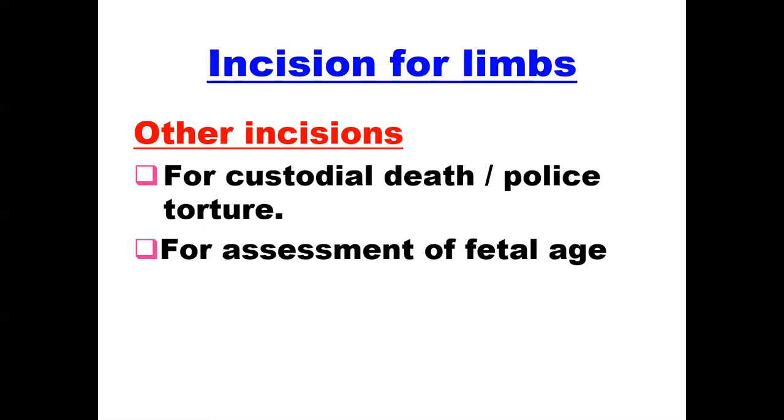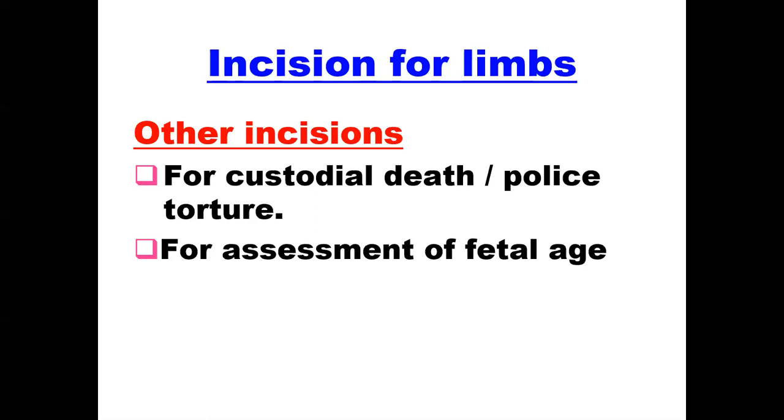So for assessment of age, if the baby is not mature, then a second incision for assessment of the fetal age should be made over the foot area, the palm of the foot. From where? The incision is given between the big toe and the first finger of the toe, and it will be given longitudinally up to the heel.